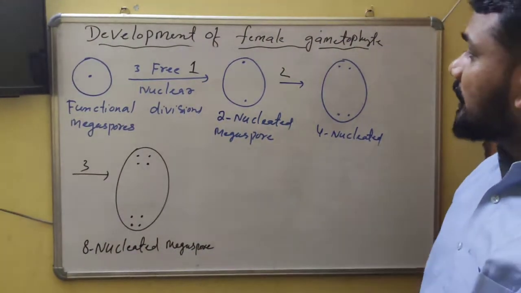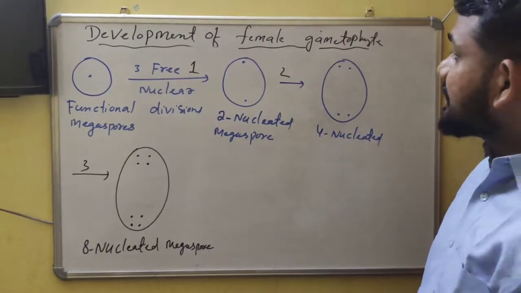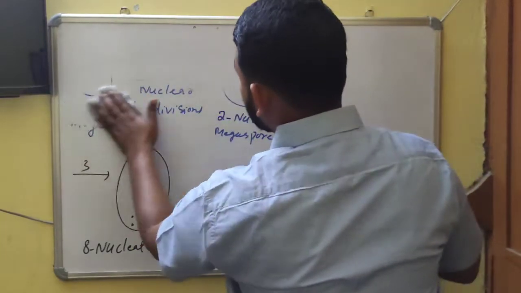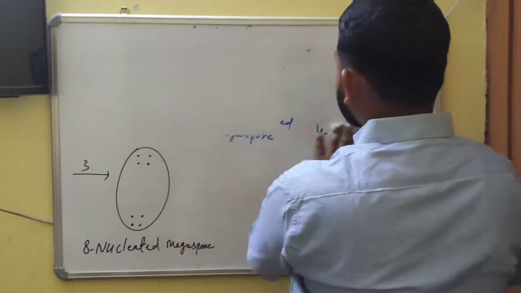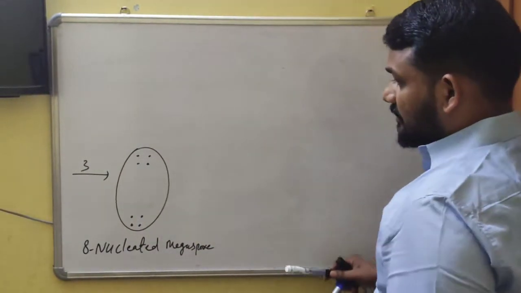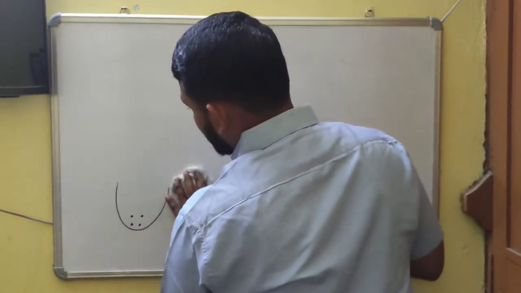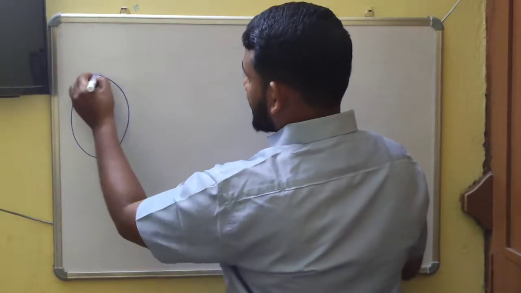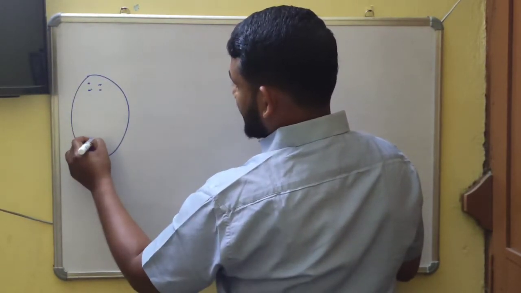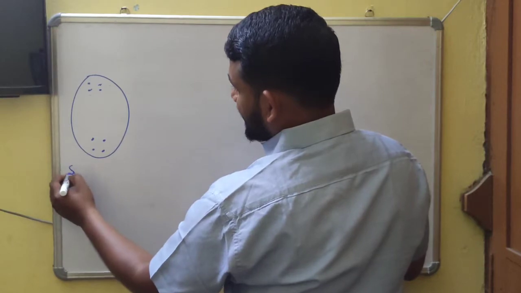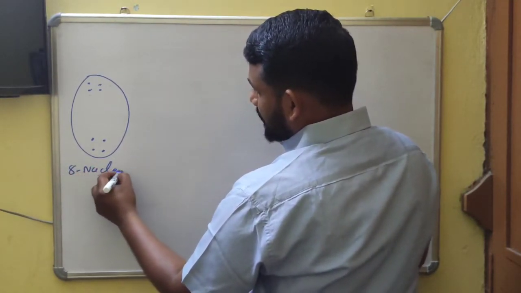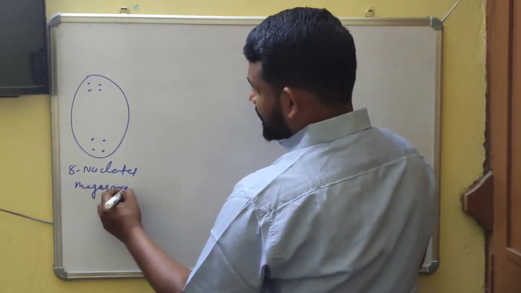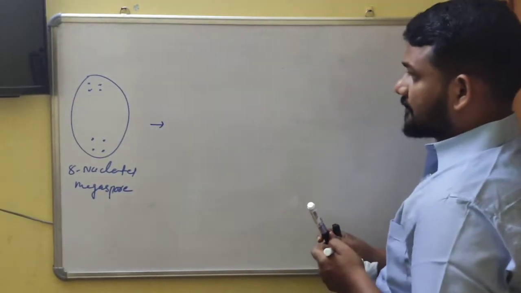Now this 8-nucleated megaspore develops into the female gametophyte or embryo sac. How does the 8-nucleated megaspore develop into the female gametophyte? This is the 8-nucleated megaspore, with 4 nuclei from each side. Then this 8-nucleated megaspore develops into the female gametophyte.